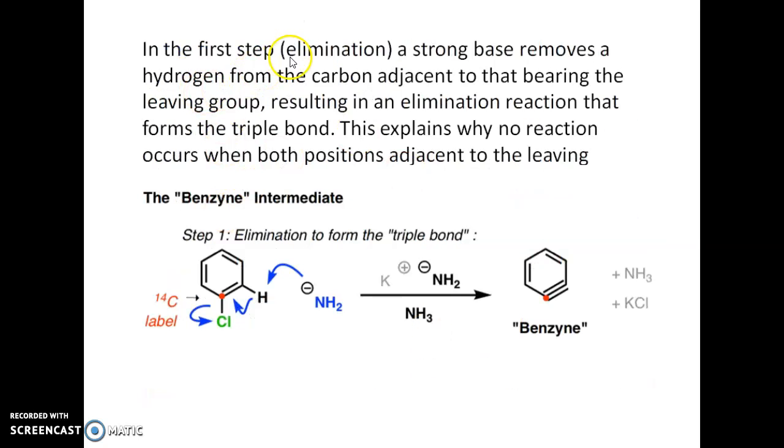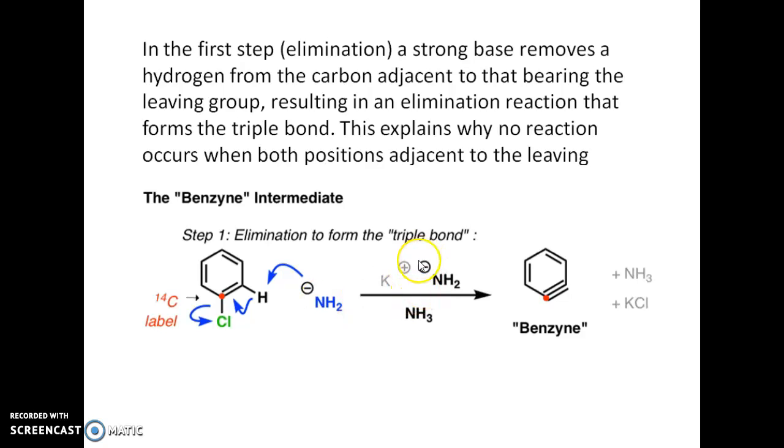In the first step of elimination, a strong base removes hydrogen from the carbon adjacent to that bearing the leaving group. So this is the leaving group carbon, which has Cl, and hydrogen is removed from the carbon adjacent to it by this strong base, which is potassium amide or sodium amide.